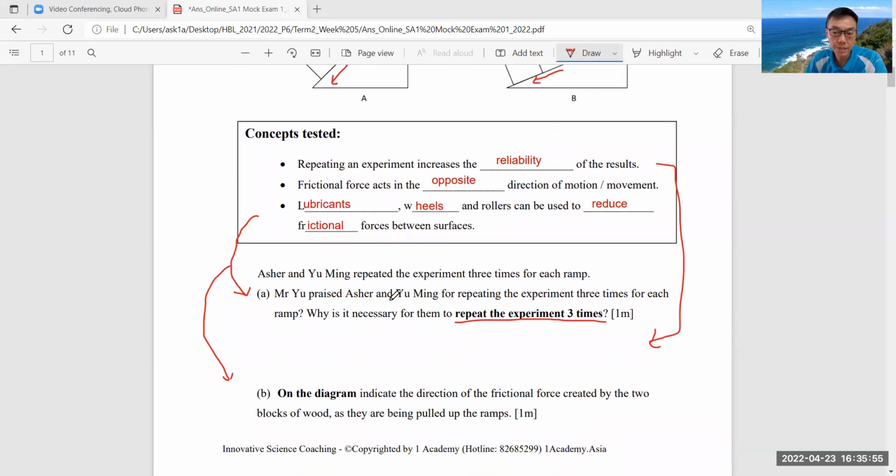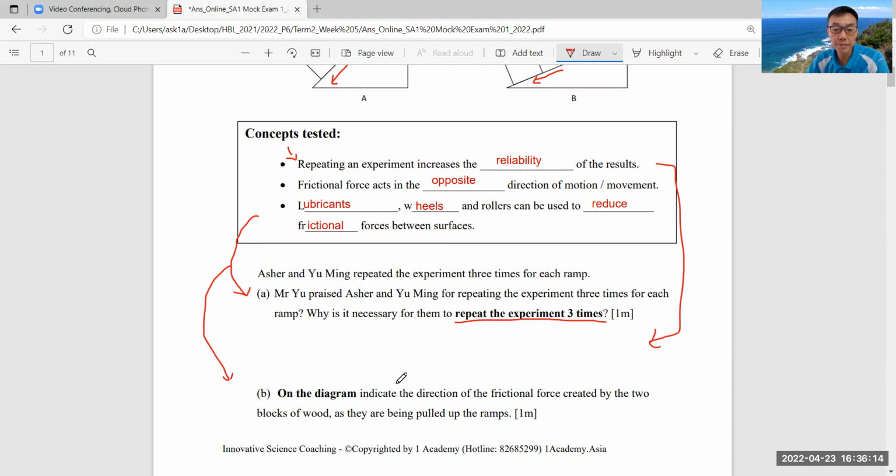So usually when they ask why you repeat the experiment 3 times or even 4 times, the answer is very straightforward. Repeating an experiment increases the reliability of the result. Okay, it's not accuracy, it's different. Accuracy is different from reliability.